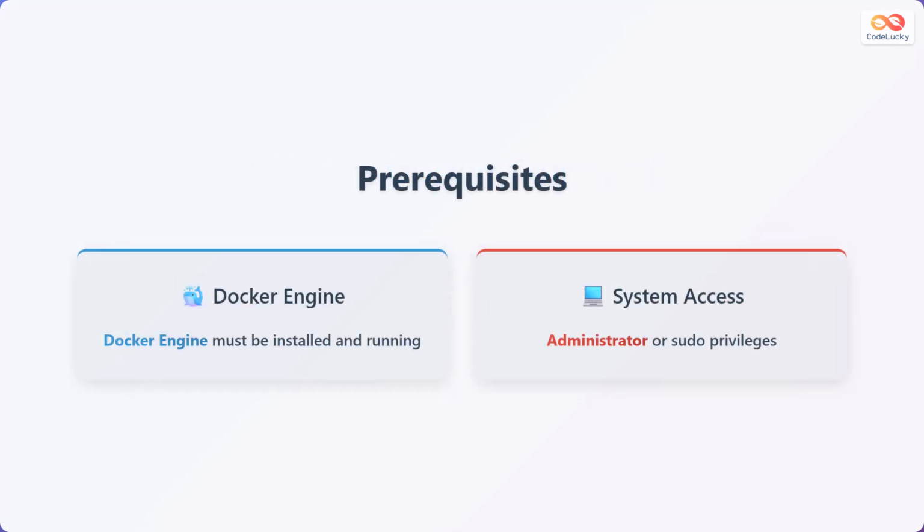Before installing Docker Compose, there are a couple of prerequisites to keep in mind. Firstly, the Docker engine must be installed and running on your system. Secondly, you'll need administrator or super user privileges to perform the installation. Make sure these prerequisites are met before proceeding.